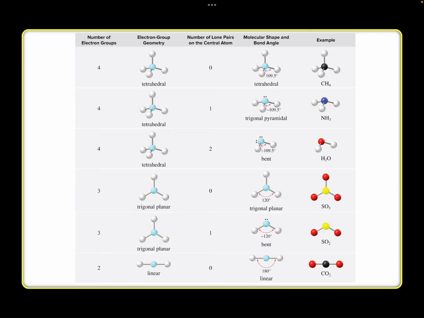This is a summary slide. I know that was a lot of information, and it takes a little bit to keep it all straight. So I have for you here the number of electron groups. This is kind of backwards from what we learned, so 2 is down here. The first thing we learned was linear, right? If there are 2 groups of electrons and none of them are lone pairs, then it's a linear electron geometry, a linear shape, and we have bond angles of 180.